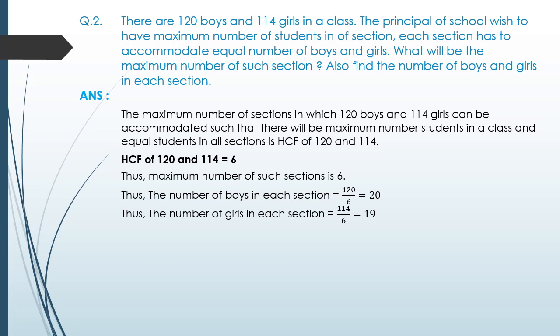Sometimes they may ask you to find the number of students in each class. So we take the total number of students and divide it by the HCF, that is, the total number of sections. So there will be 39 students in each section, where there will be 20 boys and 19 girls. So in this way we can conclude the answer of this one. Just remember this. This is also very easy.